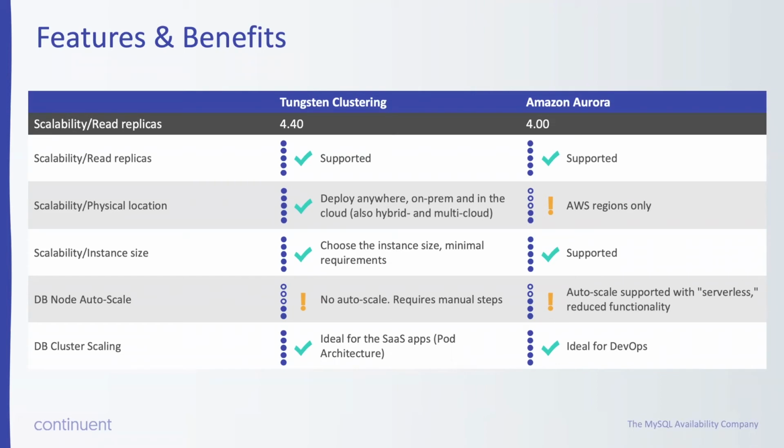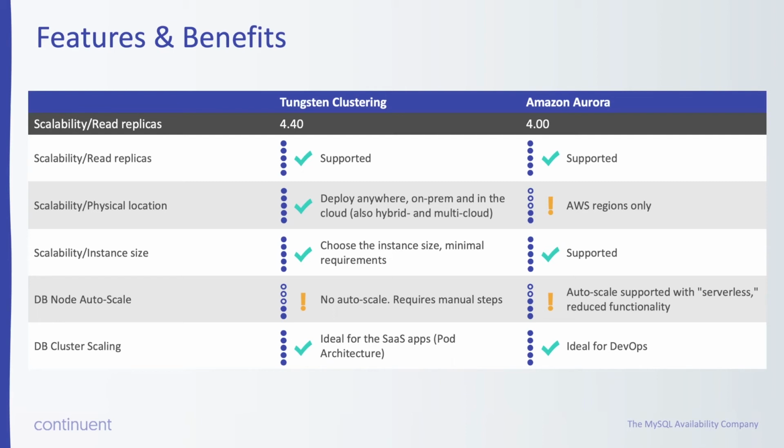Aurora out of the box does not support autoscale. However, there's another version of Aurora called Serverless, which is a reduced functionality version of Aurora. However, you do get autoscale. So if you really want autoscale, you would trade that for other functionality that you would normally get with Aurora.